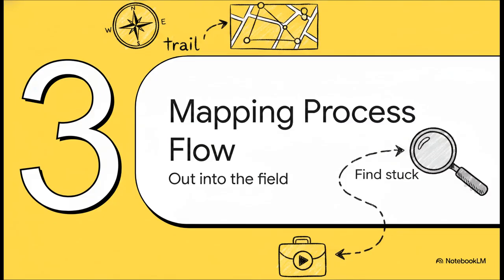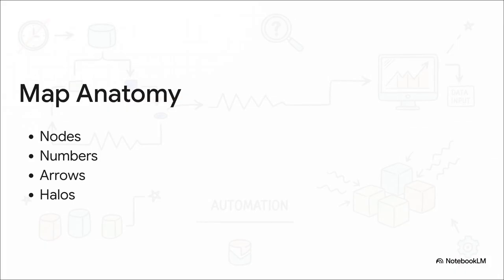Which brings us to Section 3, Mapping the Process Flow. Now that we're essentially out in the field, to read this map like a true detective, you've got to understand its anatomy. It's highly visual. First, the nodes represent your actual activities. The directed arrow lines show you the physical flow from one activity to the next. The numbers sitting right at the nodes or on the arrows reveal the exact volume of cases taking that specific route. And finally, the halos. Those rings surrounding the numbers indicate the relative case count. Basically, a wider halo means a massive chunk of your total cases hit that specific activity.